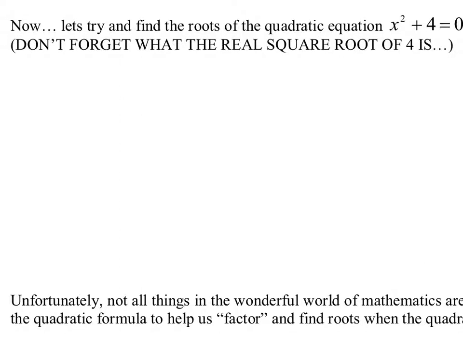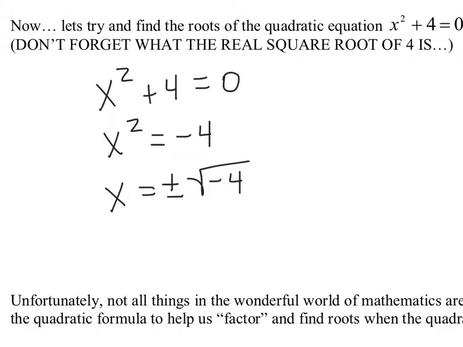Okay, now we're going to try to find the roots of the quadratic equation x squared plus 4 equals 0. So don't forget what the real square root of 4 is. All right, so I have used the traditional convention to solve for x, and I have subtracted 4 from each side of the equation, and I've gotten x squared equals a -4. And then I've taken the square root of each side to solve for x. And so when I take the square root of x squared, I get x. And when I take the square root of a -4, I get plus or minus the square root of -4.